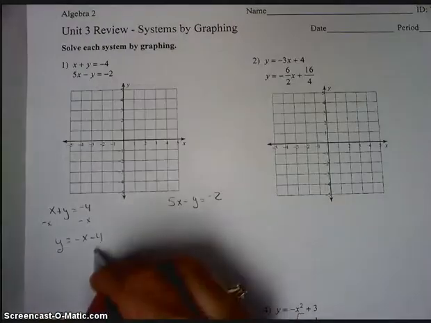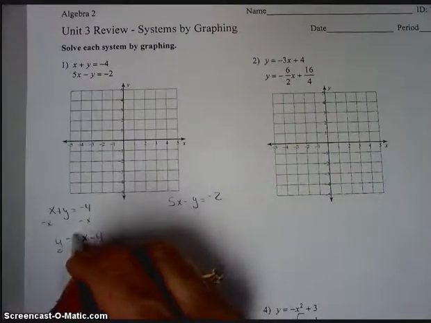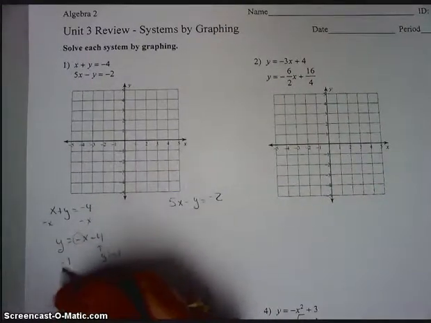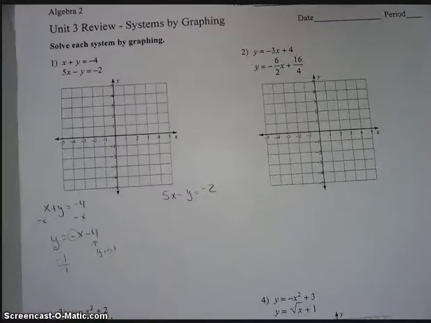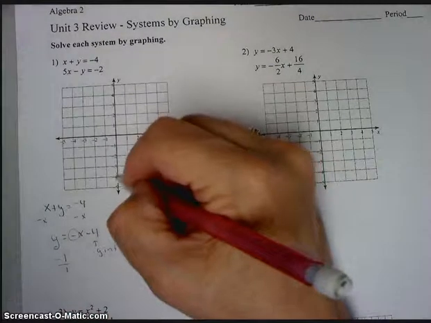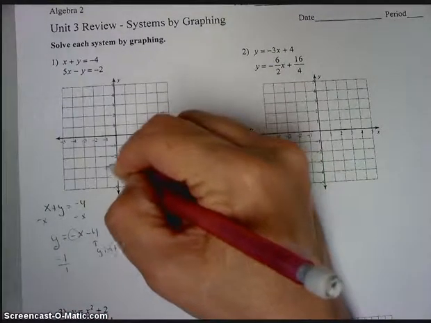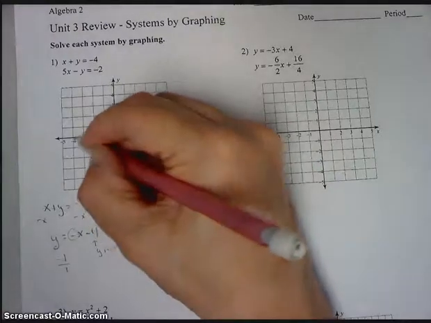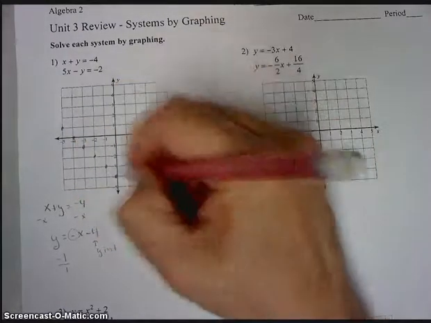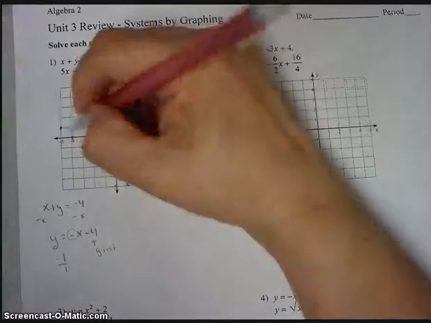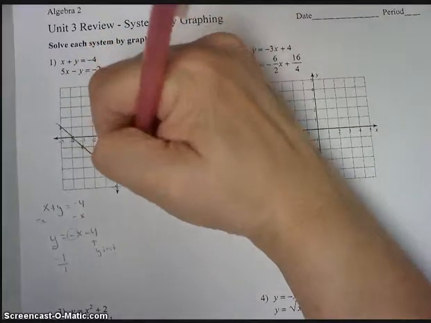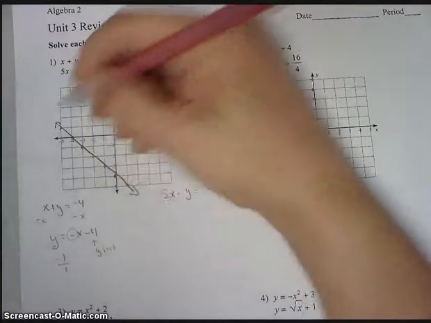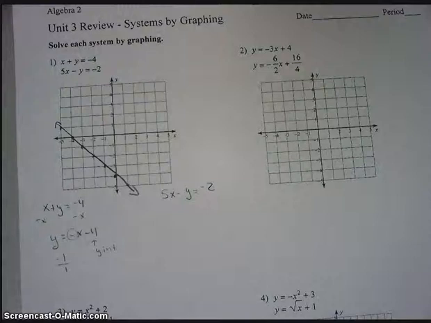Alright, so remember this is my y-intercept. My slope is the number here, so this will be negative 1 over 1. So I'm going to start at negative 4. And I'm going to go up 1 over 1, and I'm going to go to the left because it is a negative. So, and draw my line, put arrows on the end. Alright, so I have one line graphed.